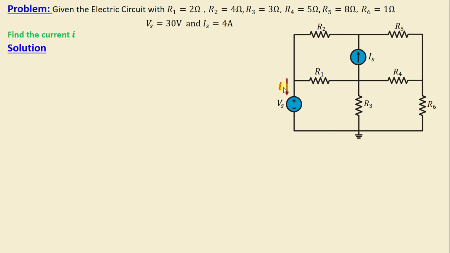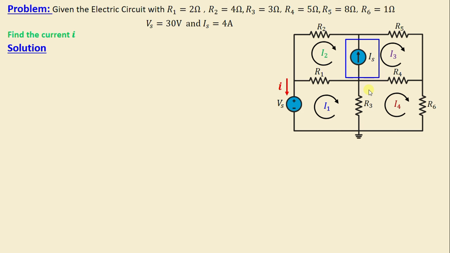First, let's begin by defining the number of meshes. In this network, it's evident that there are 4 meshes. This is mesh number 1, mesh number 2, mesh number 3, mesh number 4. Now let's proceed to assign the mesh currents in this network. I1 is the current in mesh 1, I2 is the current in mesh 2, I3 is the current in mesh 3, and I4 is the current in mesh 4. The mesh currents are chosen in the clockwise direction.